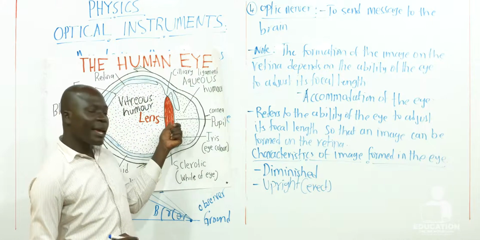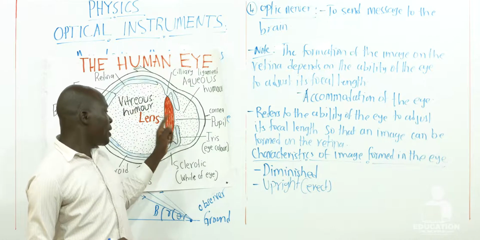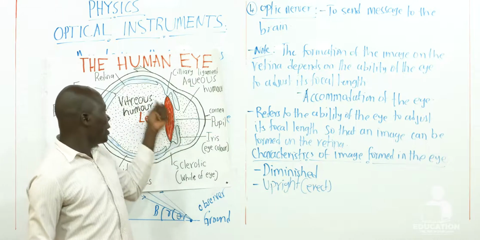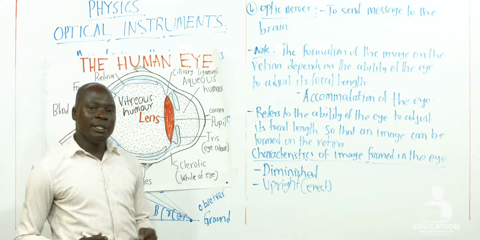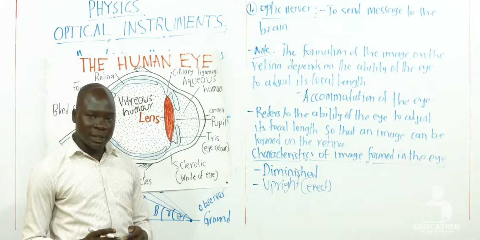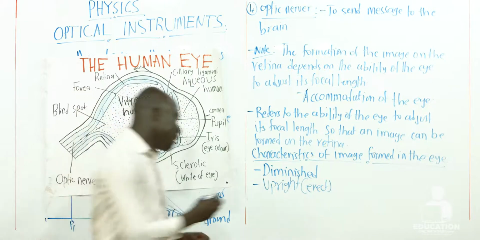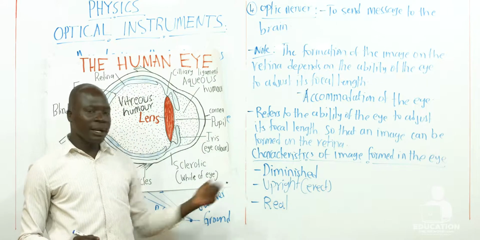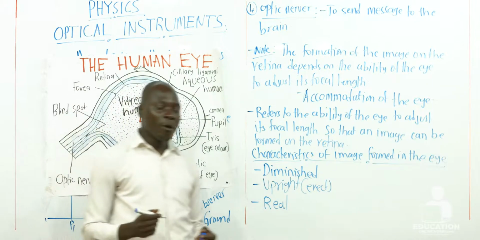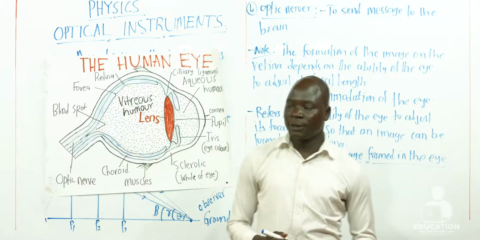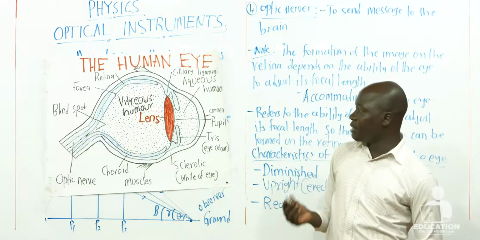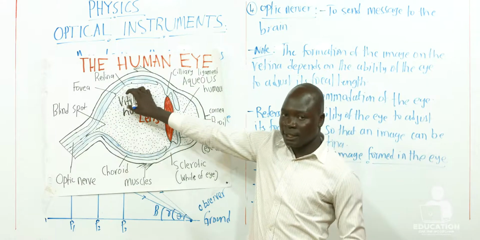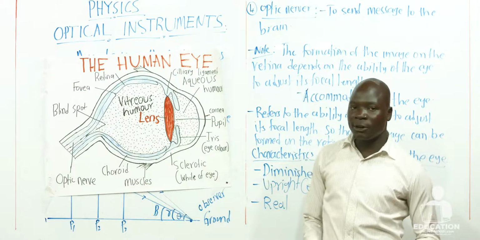Now, since this is a convex lens, the rays will be refracted from this lens to the retina. So when they are refracted, they will meet at the retina. And when an image is formed by the real intersection of rays, we say that image is a real image. So the image formed in a human eye is a real image. A real image is an image which is formed by an actual intersection of rays, or we say a real image is an image that is formed on the screen. And we say the screen of the eye is the retina. The retina is where the image of an object is formed.